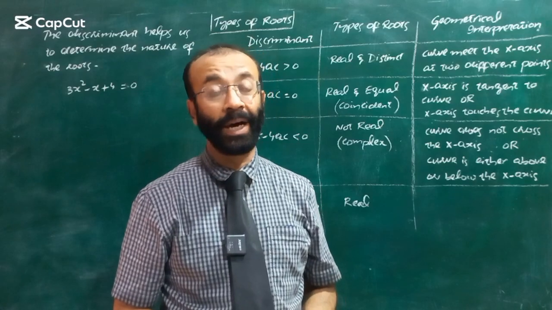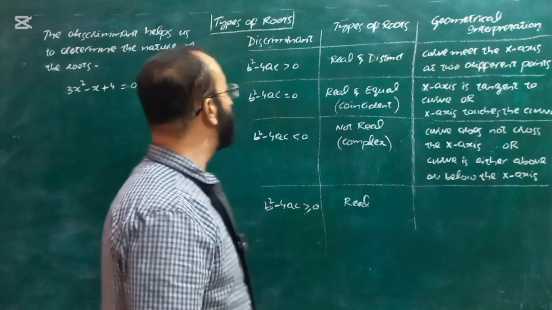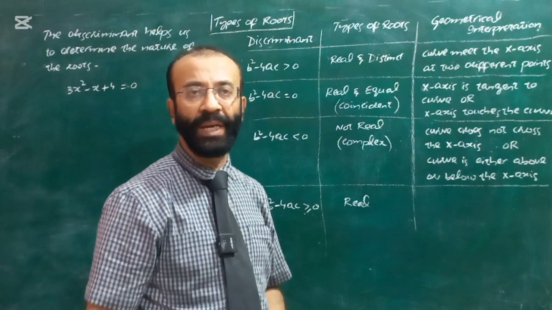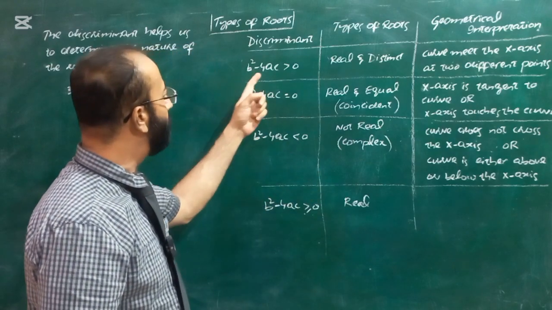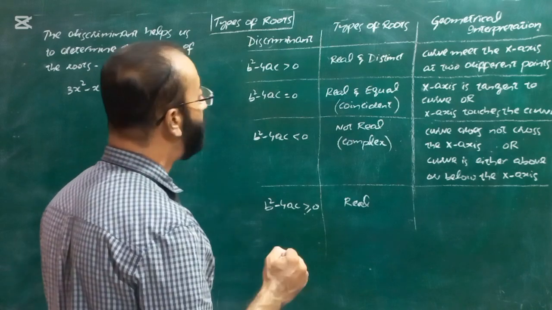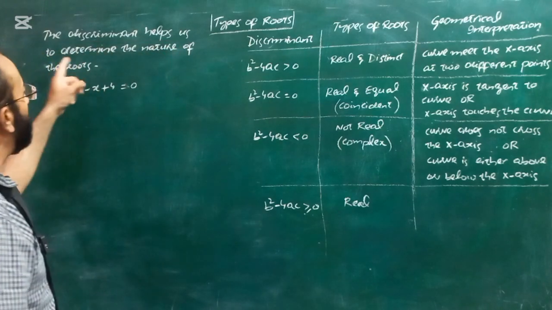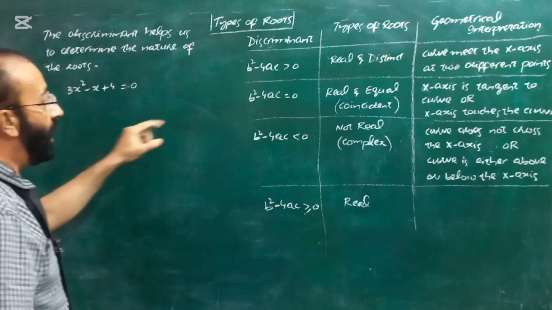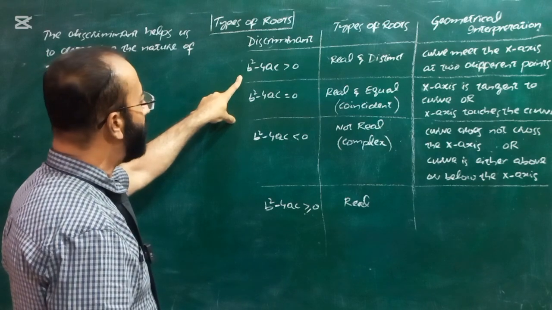Good morning, students. Our today's topic in the subject of Pure Mathematics 1 is the types of the roots. The nature of the roots can be decided by using the discriminant, that is b square minus 4ac. First there are some concepts which need to be understood and learned. The discriminant helps us to determine the nature of the roots, and here is the discriminant, that is b square minus 4ac.